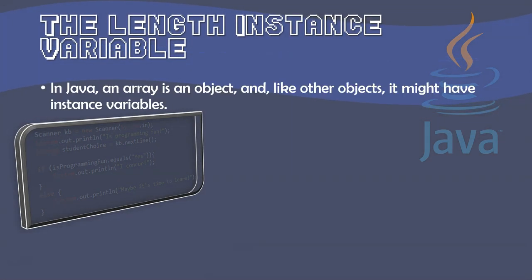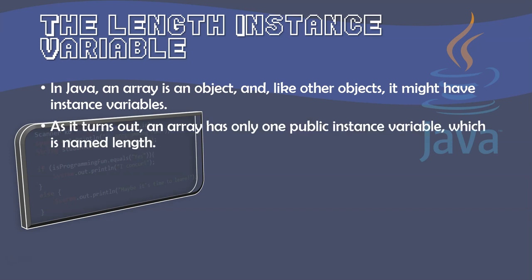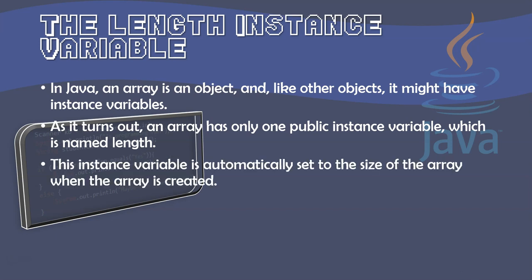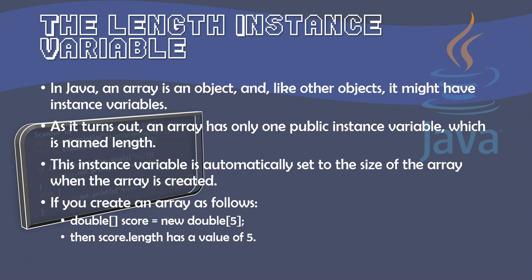So in Java, an array is an object, and like other objects, it might have instance variables. As it turns out, an array has only one public instance variable, which is named length. This instance variable is automatically set to the size of the array when the array is created. So if you create an array as follows, double[] score = new double[5], then score.length would have the value of 5.